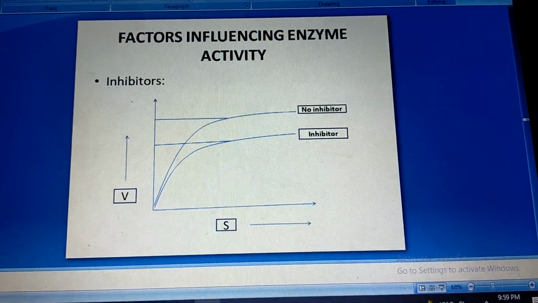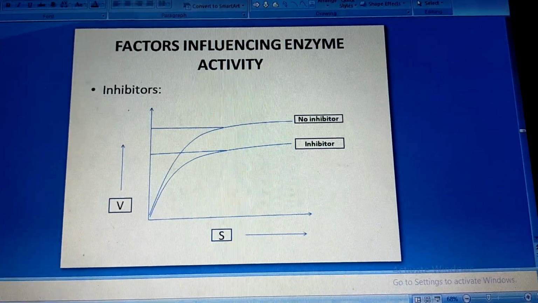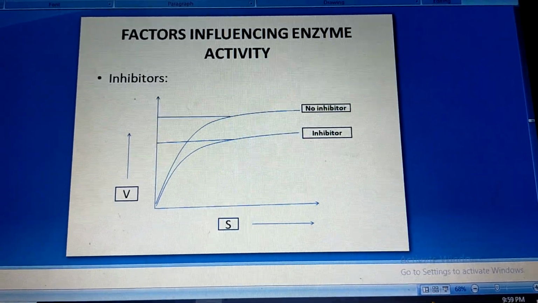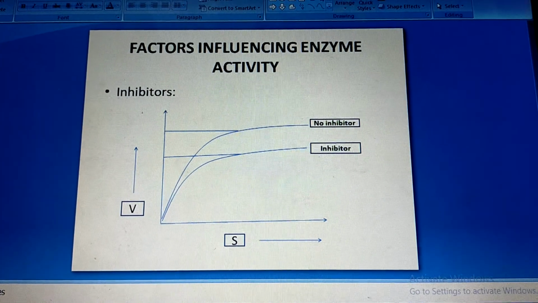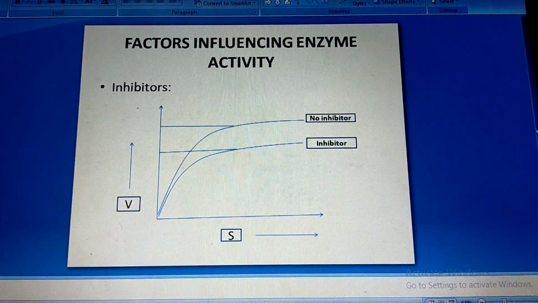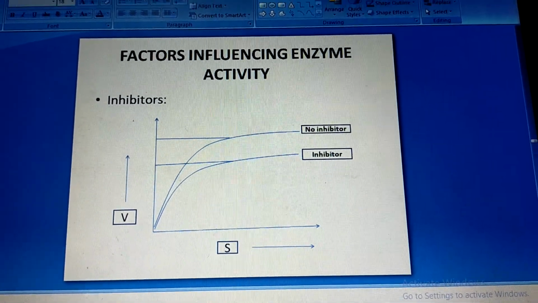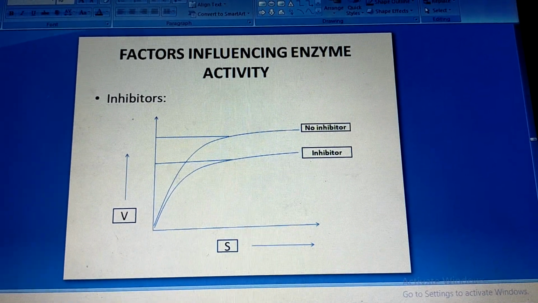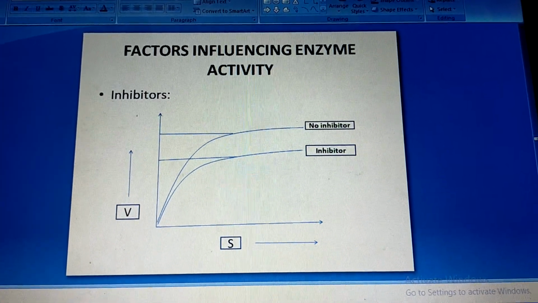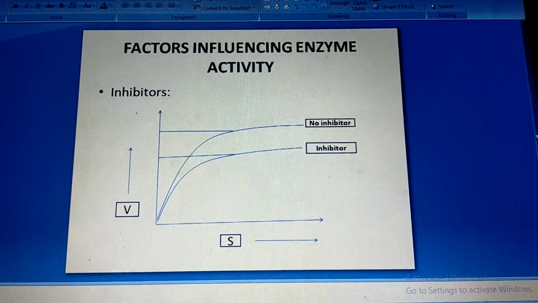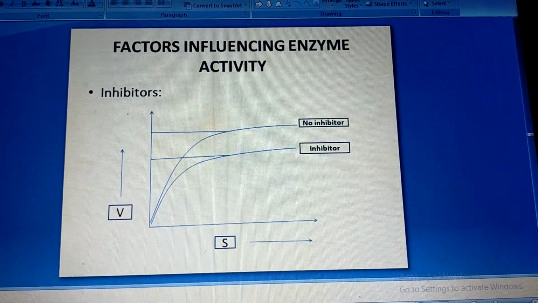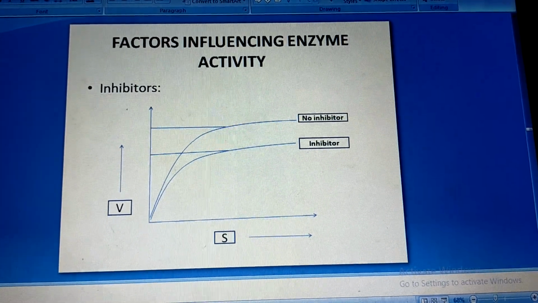The upper graph has more maximum velocity because it does not have inhibitor, but when the inhibitors are added into the medium, these inhibitors inhibit the enzyme and velocity of the reaction decreases, hence we get a more flattened curve which is shown here. So inhibitors decrease the maximum velocity of the reaction.